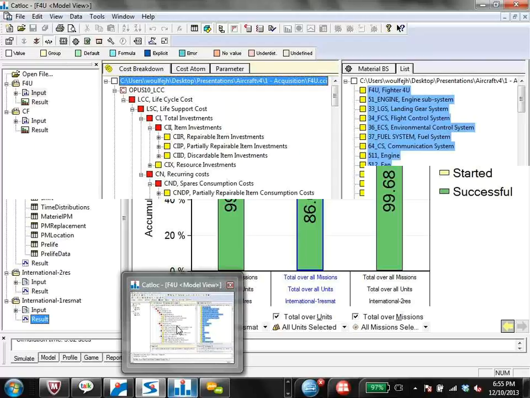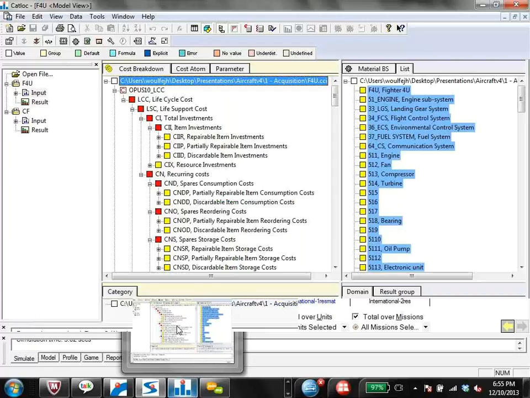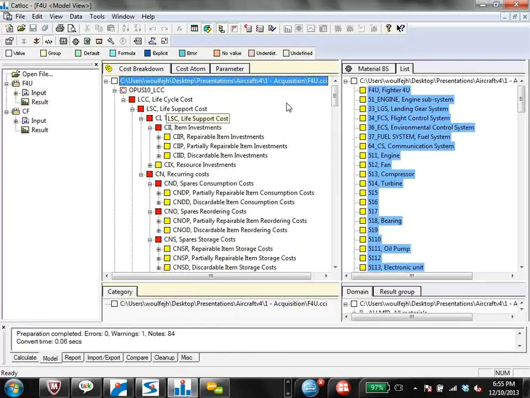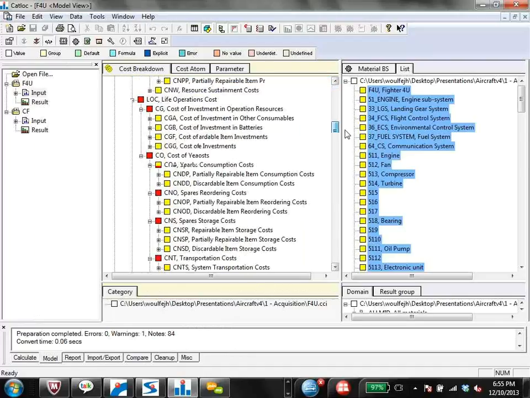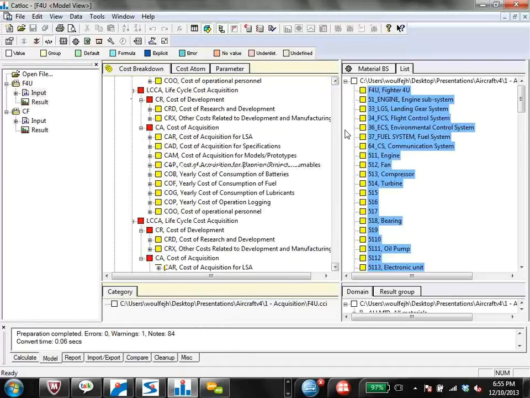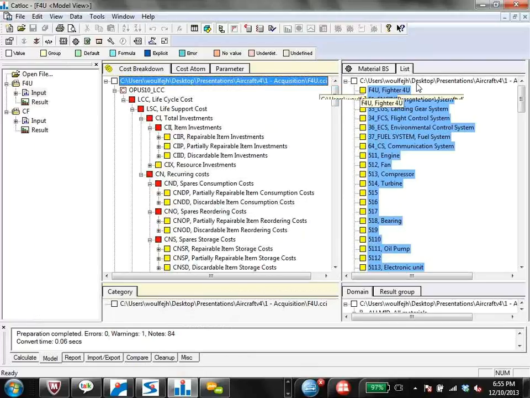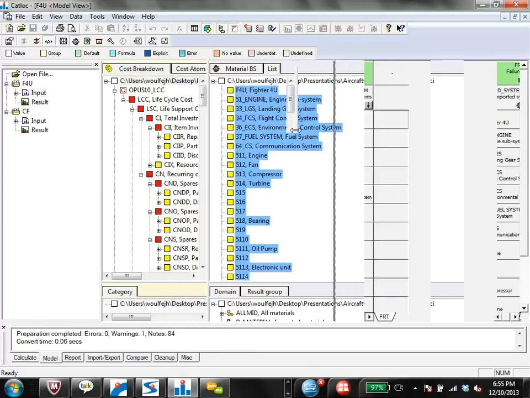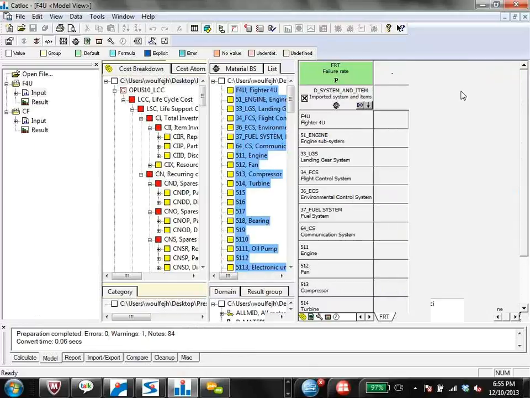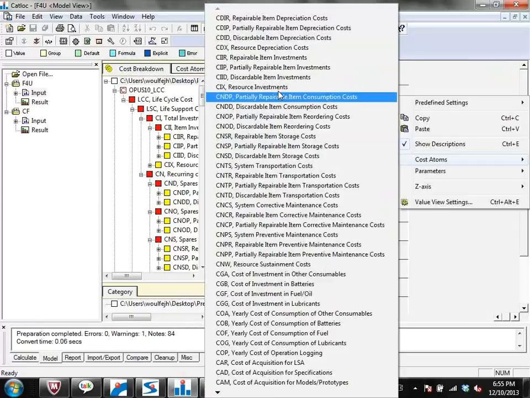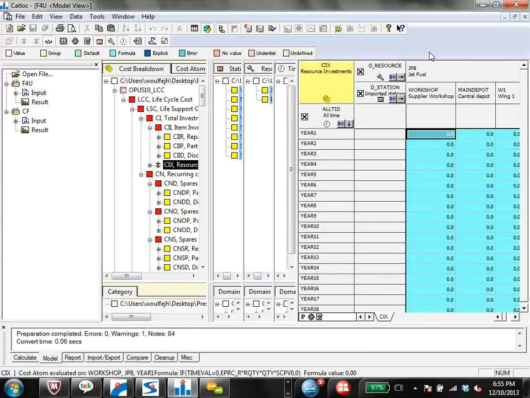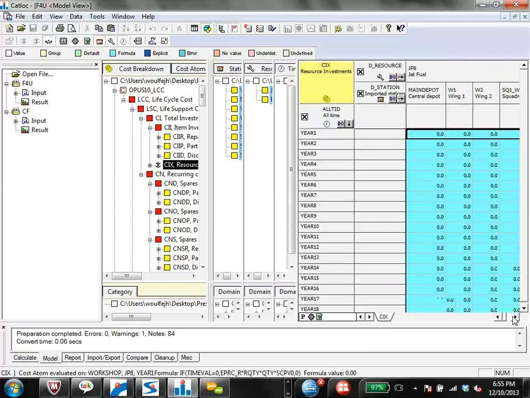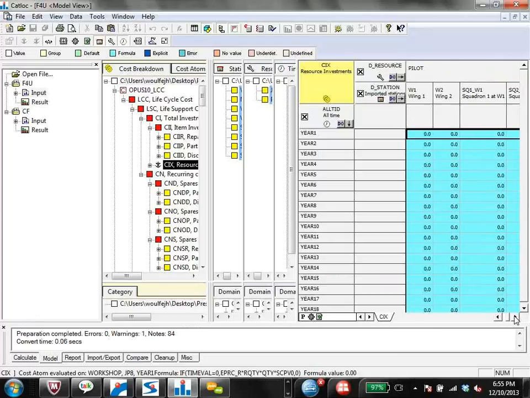CATLOG allows us to dig into these results in a little more detail. What we're looking at here is our cost breakdown structure. These are all the different accounts that we want to consider. We have some material here, and if I had a bigger screen, we could dig into this a little more. But we have these failure rates that we might look at. We might look at some of the different cost items, maybe our resource investments. We're looking at fuel there by year, by location. We can look at really any different parameter.